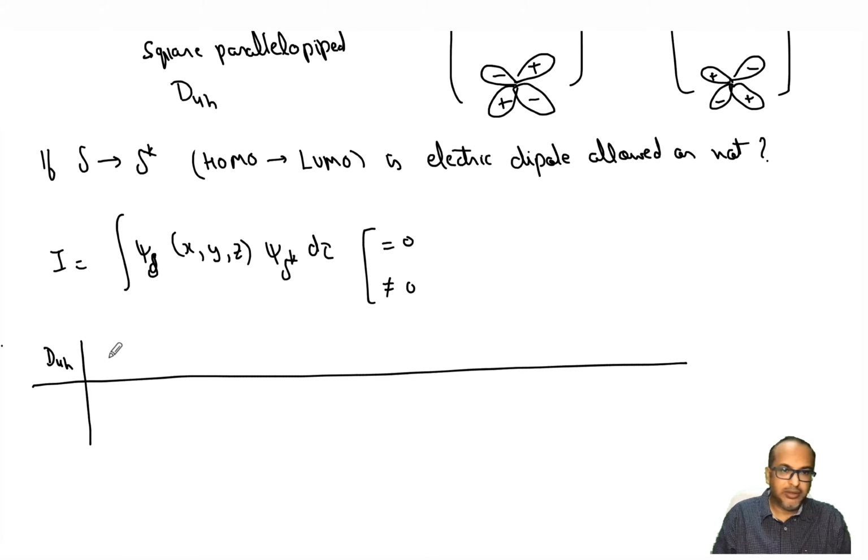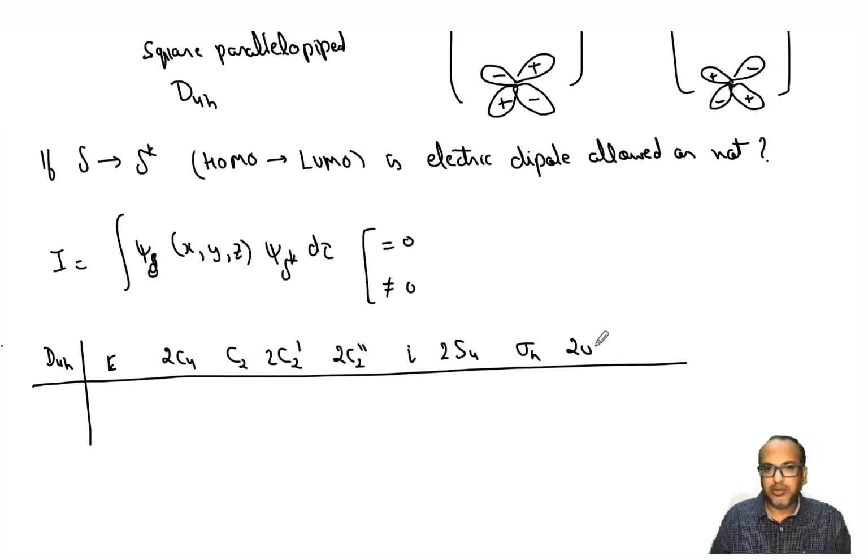So this will be 2C4, C2, 2C2', 2C2'', i, S4, σh, 2σv, 2σd, right?